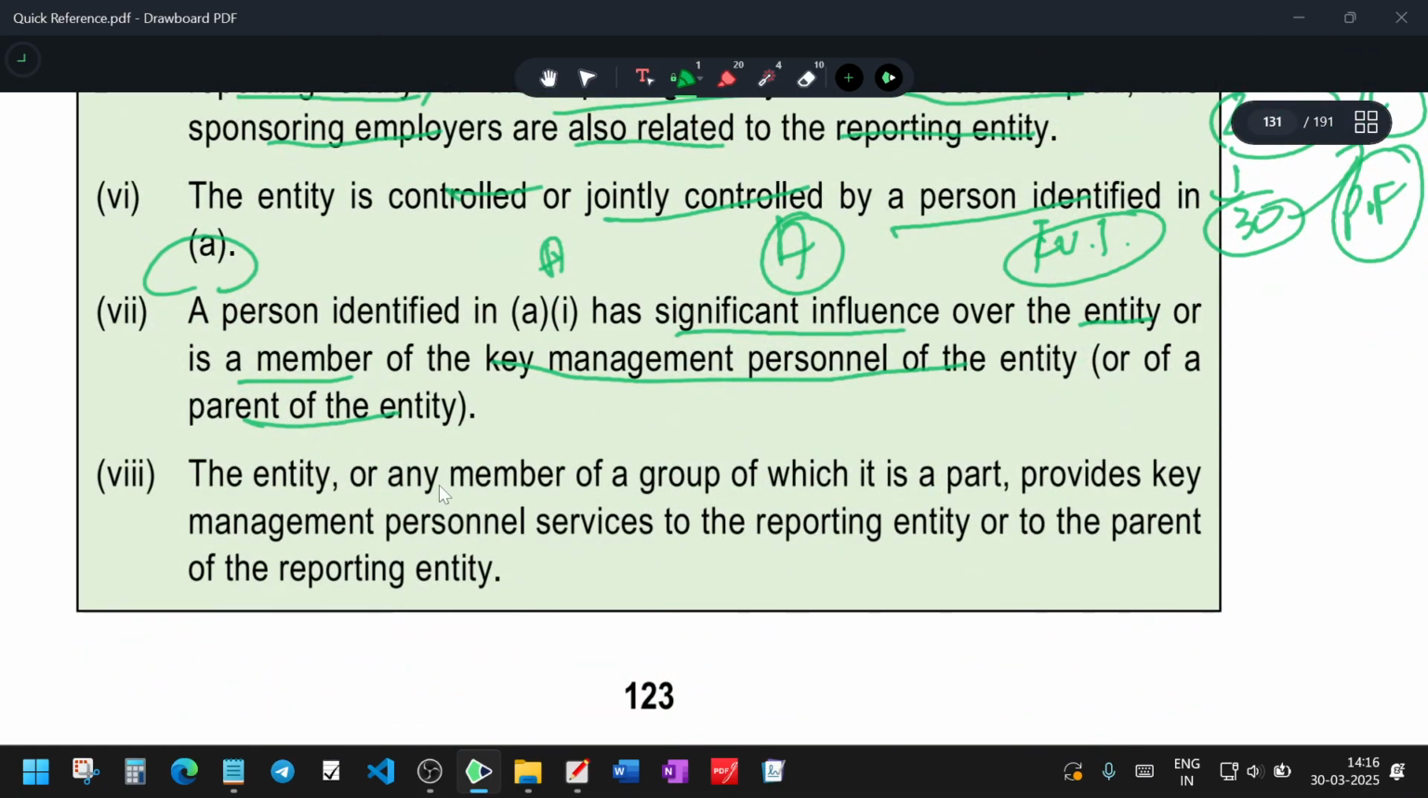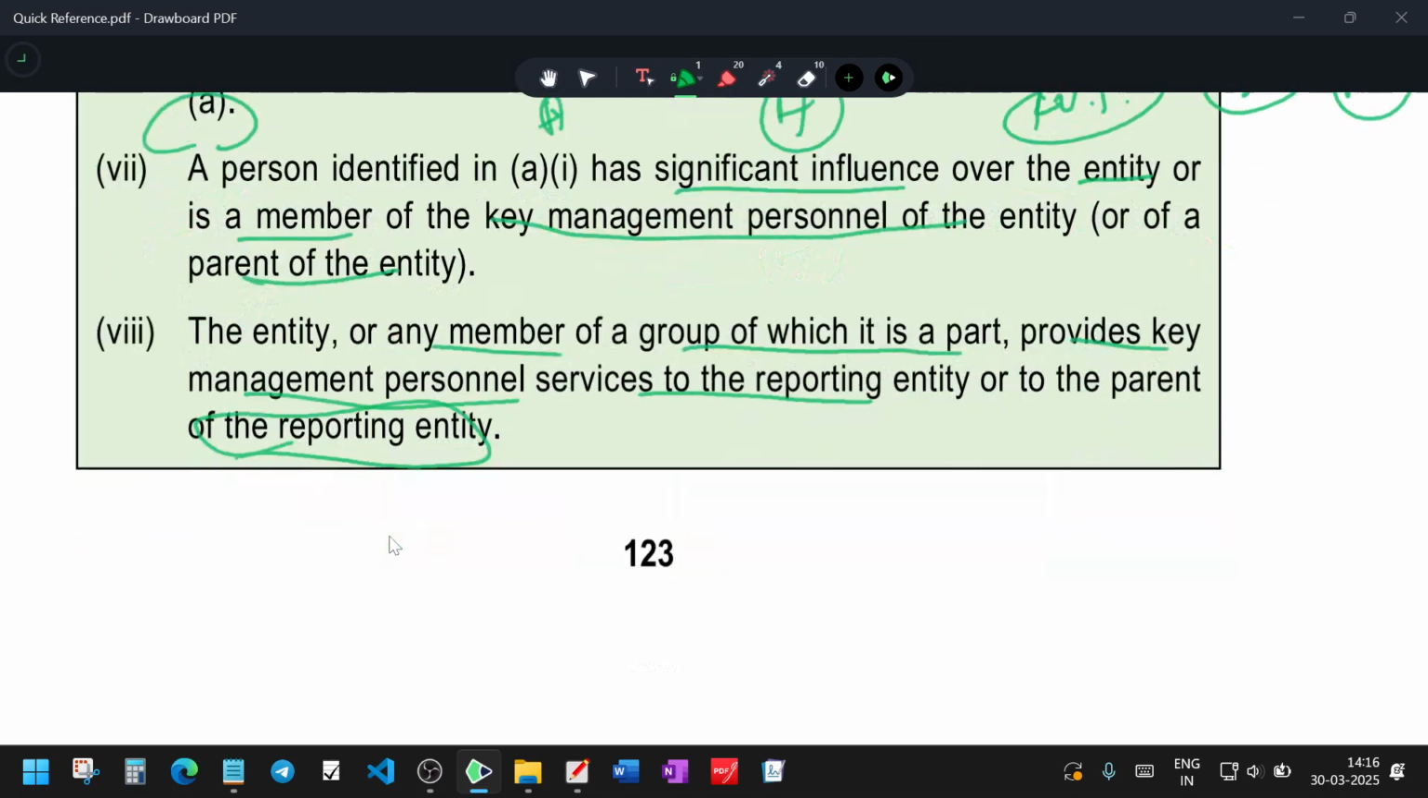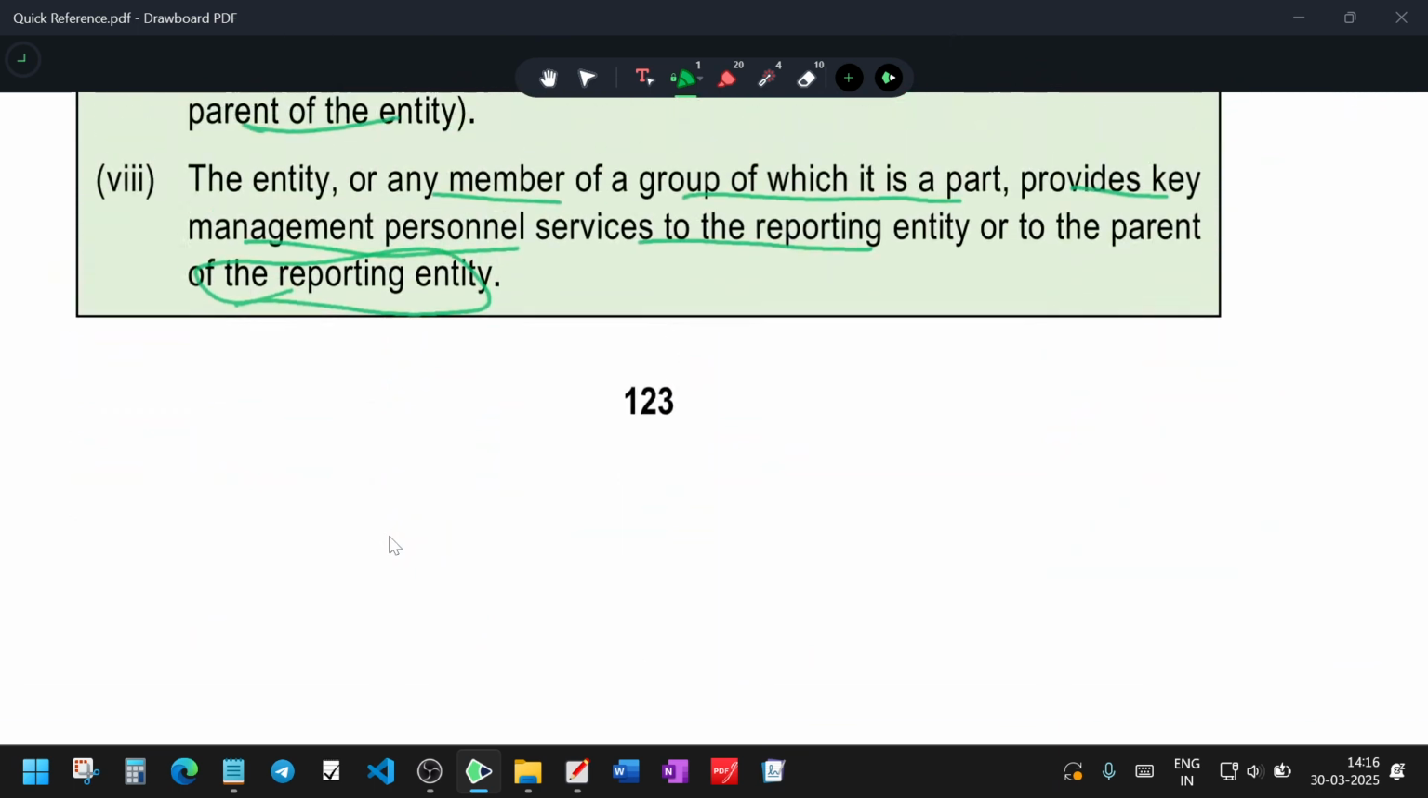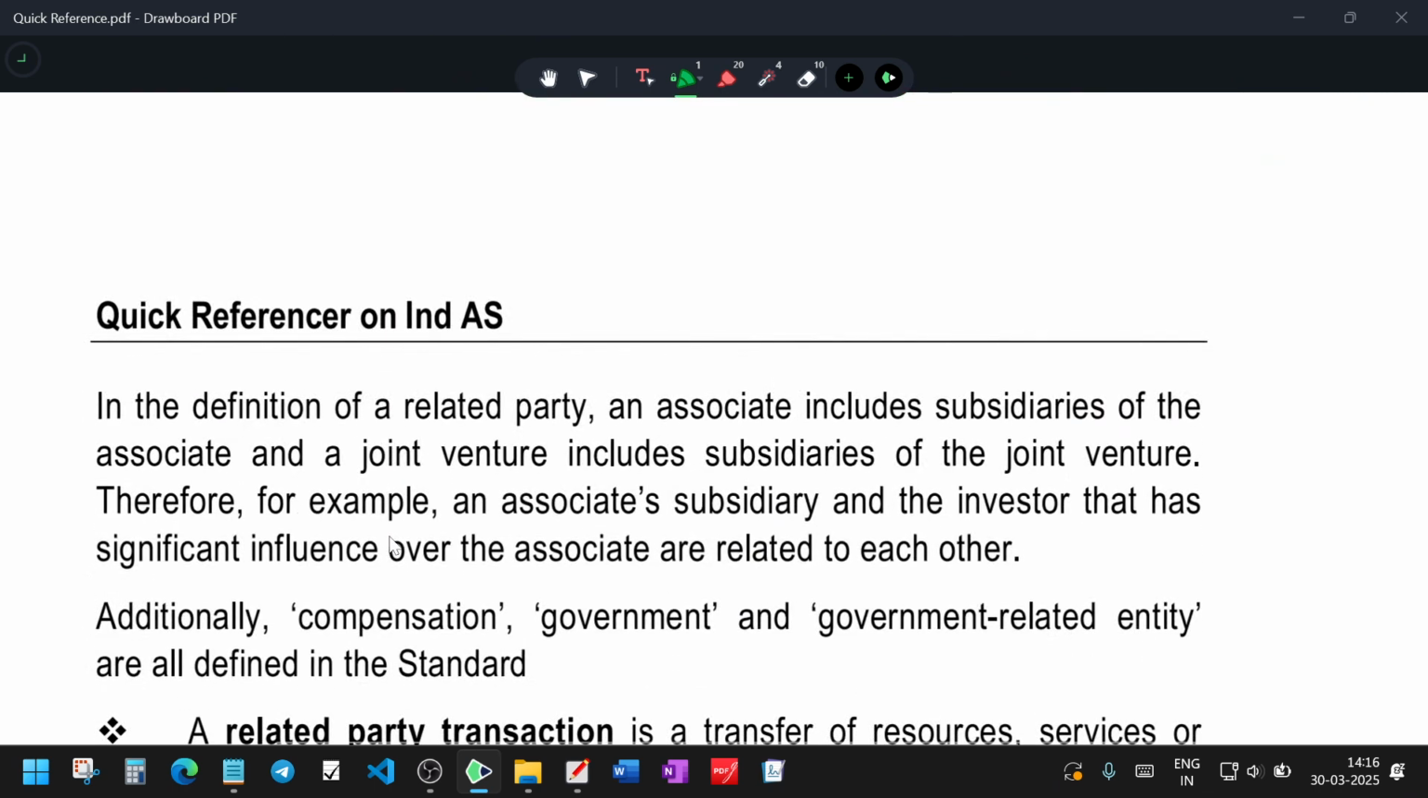An entity or any member of a group of which it is a part provides key management personnel services to the reporting entity or the parent of the reporting entity. Directors, common directors. Yes, so they call it a common director, right? They have significant control, no?